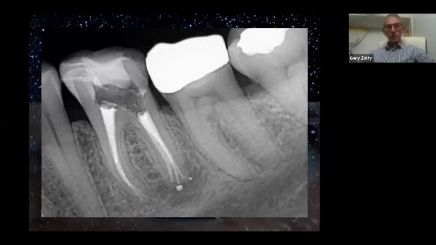You've got nice control at the apex, a little button of cement through the tip there, which we will remove in time.